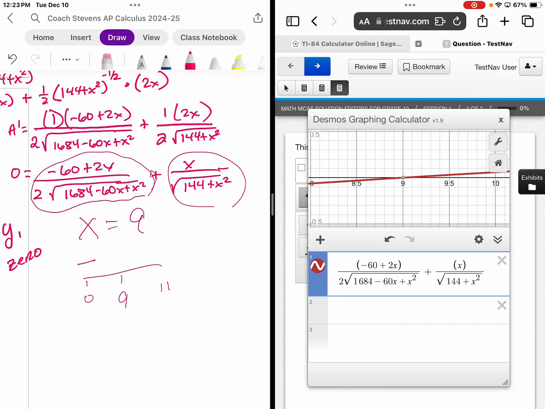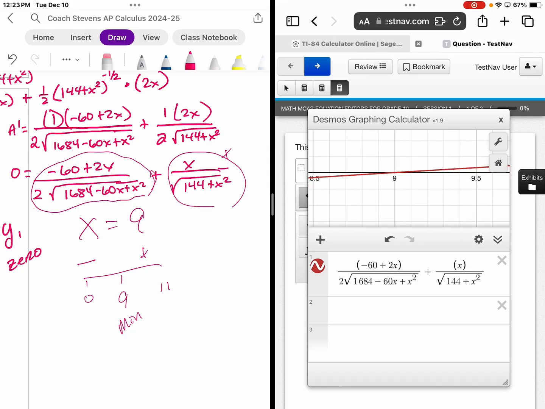If we did the math, if we put like 11 or 12 in there for the x, yes, the first fraction is negative, but the second fraction is going to be a lot bigger of a decimal. So when we combine the two things, it'll be a positive answer. Okay, so therefore we have a minimum at 9. That'll help us minimize.